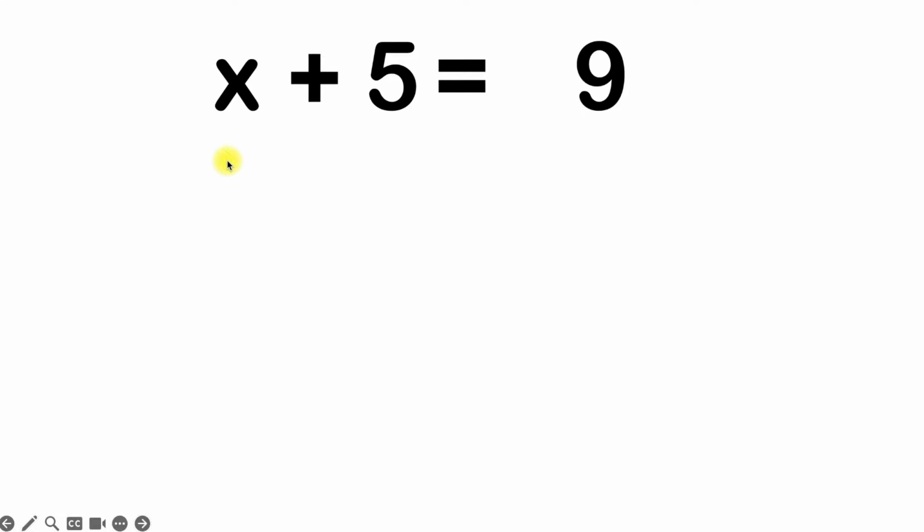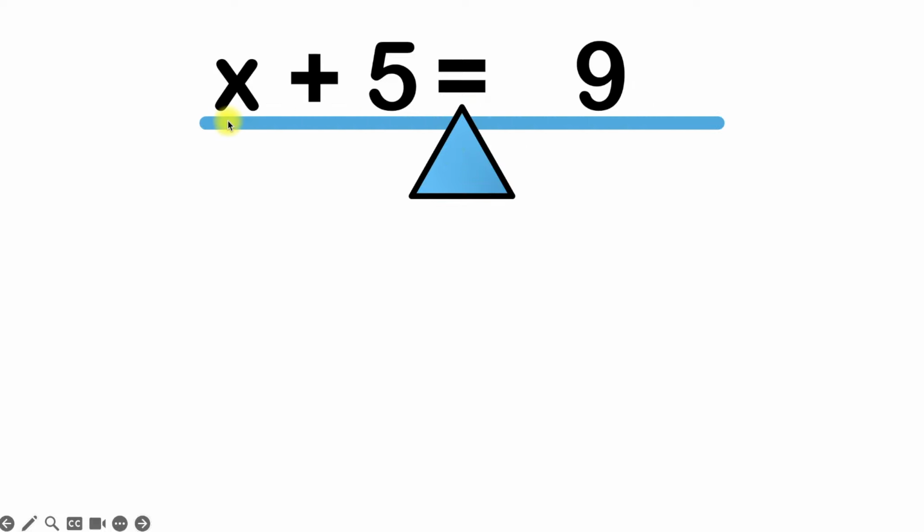So let's say we have this equation here: x plus 5 equals 9. Equations are really special because the left side is equal to the right side. So the left side of the equation and the right side of the equation have the same exact value. You can think of it as a scale, where the equal sign is the middle of that scale. And on both sides of the scale, you've got each side of the equation.